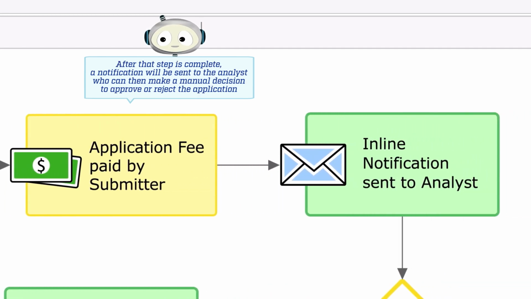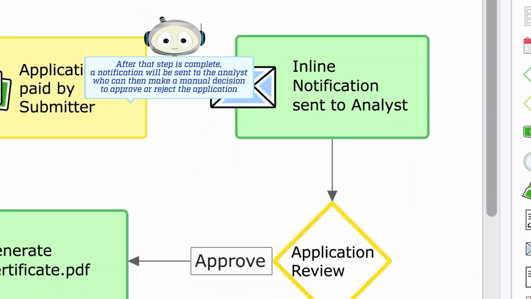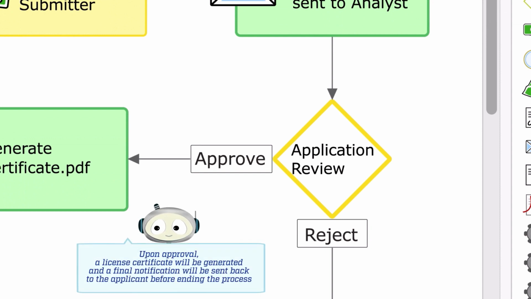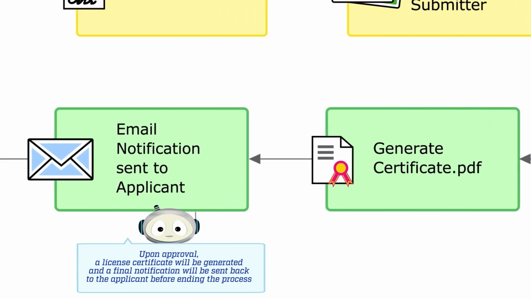Once that's been completed, a notification will be sent to the analyst, who can then make a manual decision to approve or reject this application. Upon approval, a license certificate will be generated and a final notification will be sent back to the applicant before ending the process.